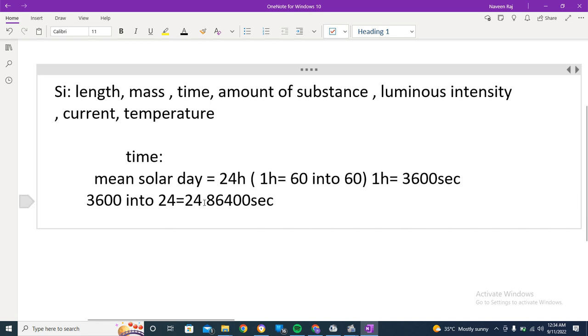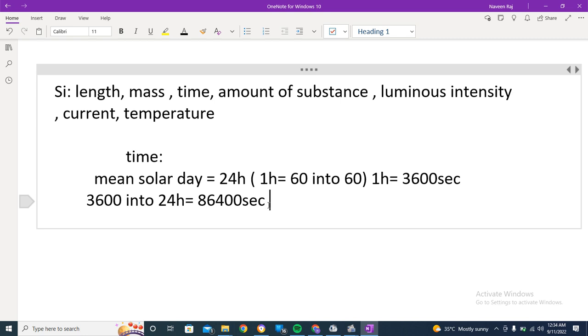And wait a minute, 24 hours is equal to 86,400 seconds, and that is one of the important MCQs. The wording can be different in MCQs. Like it could be given, a mean solar day consists of how many seconds, or 24 hours consists of how many seconds. So you need to follow this step and you can get the answer.